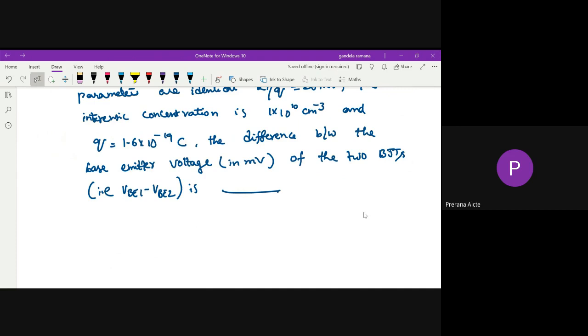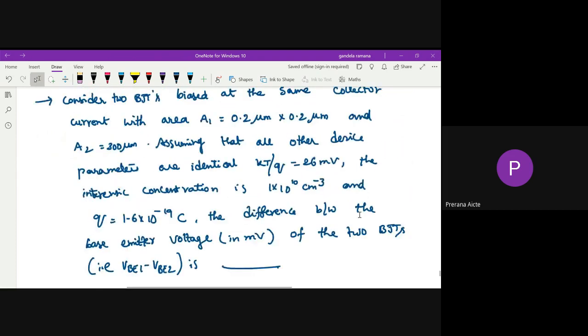In the previous case, both were the same. But in this case, the difference is that the area is given. We know the reverse saturation current of the transistor is proportional to area. A change in area will definitely change the base emitter voltage. We need to calculate that difference. So what are they asking us?